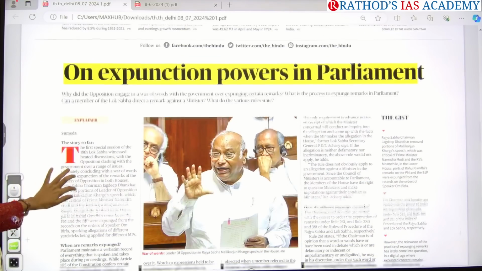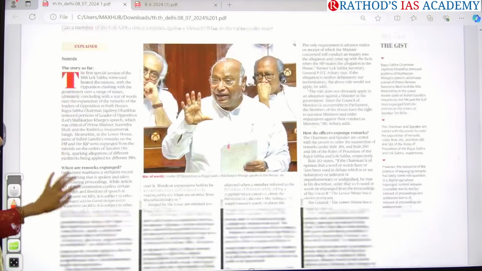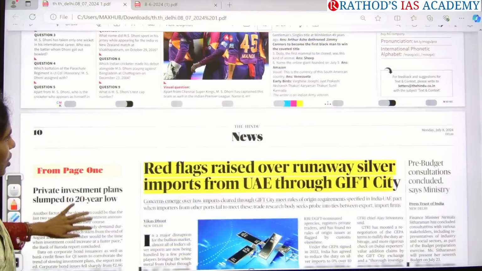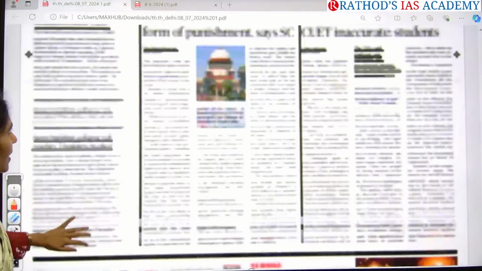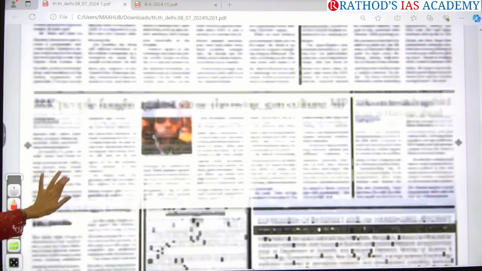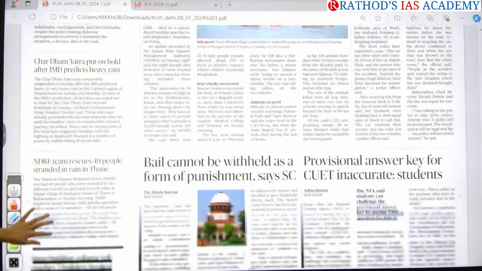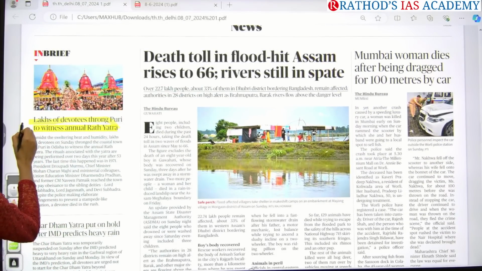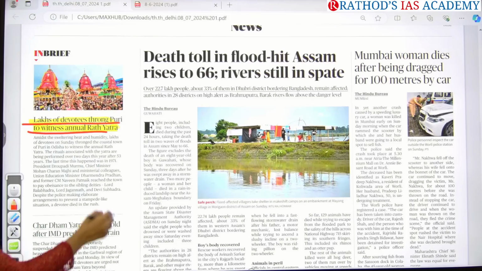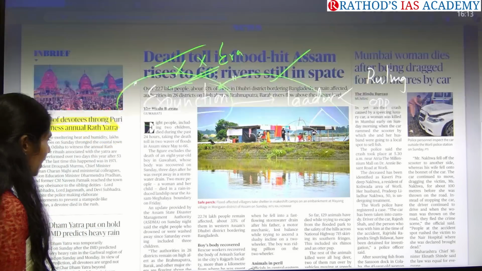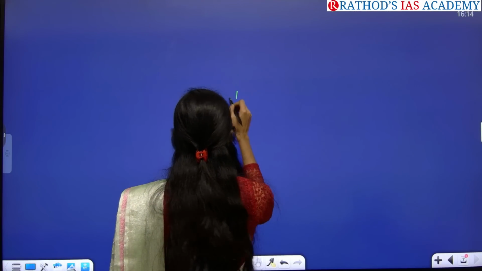Here I discussed this expansion topic, and on the news page I discussed Gift City and silver imports. Other than that, here you can see one important article from your art and culture: lakhs of devotees throng Puri to witness the annual Rath Yatra. You have to focus on this Rath Yatra. Especially this topic is important from your temple architecture.